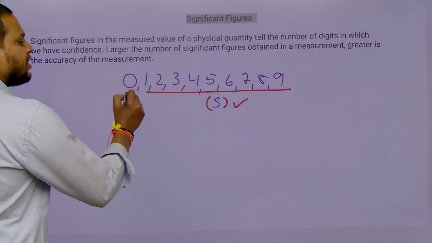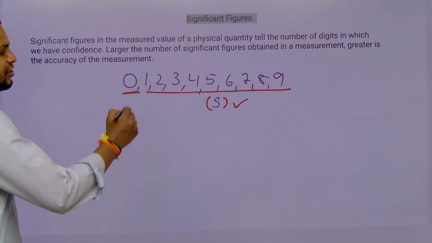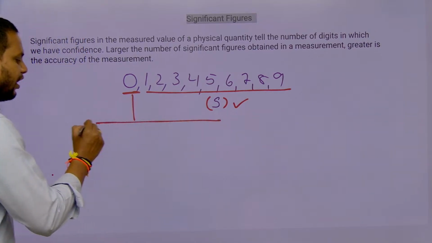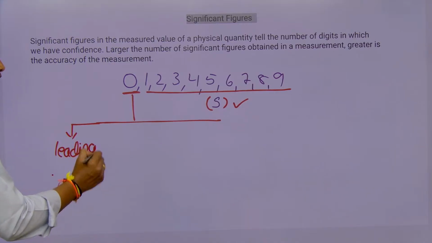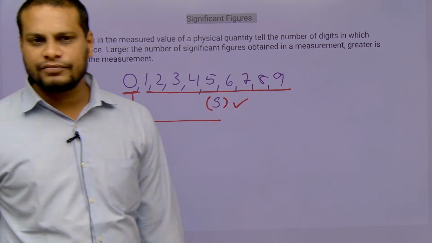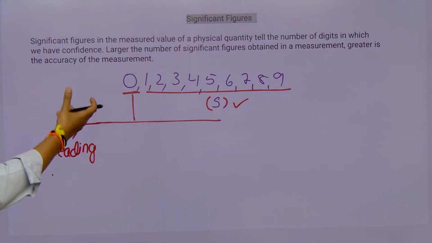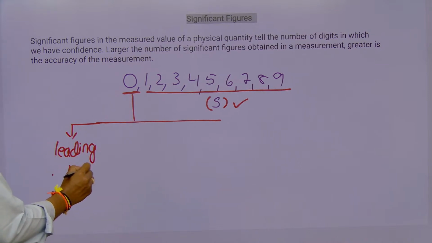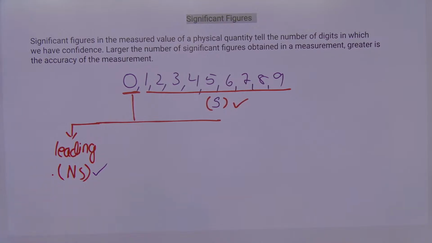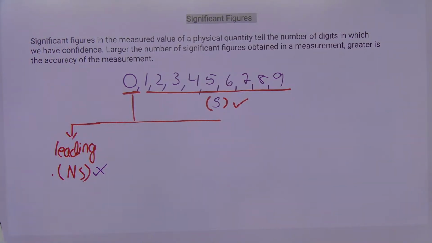Then insignificance comes only because of 0. That 0 we can divide into 3 parts. The first part is leading zeros. Yesterday we already discussed that all leading zeros are non-significant. So rules are not required, just remember it like that. All leading zeros are non-significant, whether with decimal or without decimal. Non-significant means you need not count those numbers.